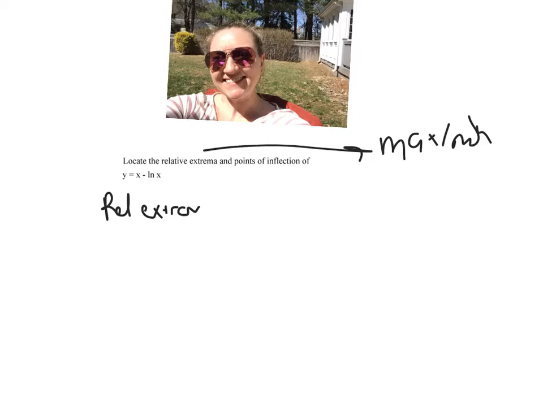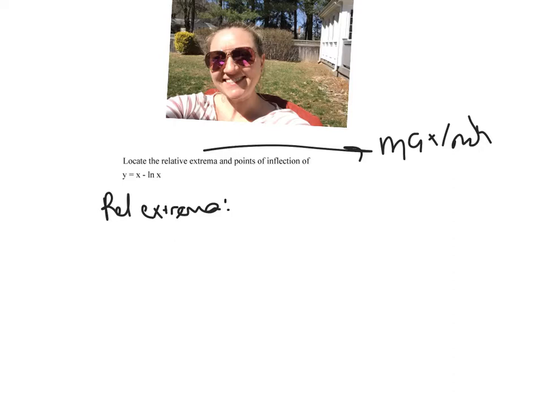So this is asking us for relative extrema. Just a reminder that what that means is max and min points. Max and min. If you forget how to find relative extrema, I will refresh your memory. So, relative extrema: your derivative is going to equal 0.